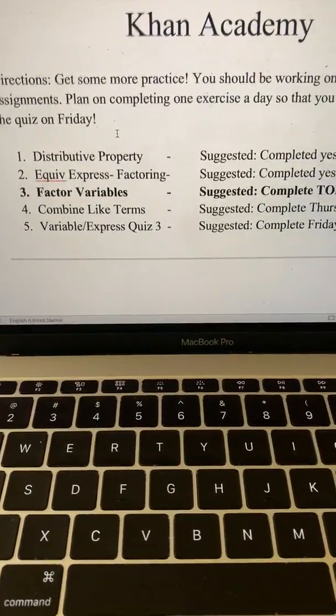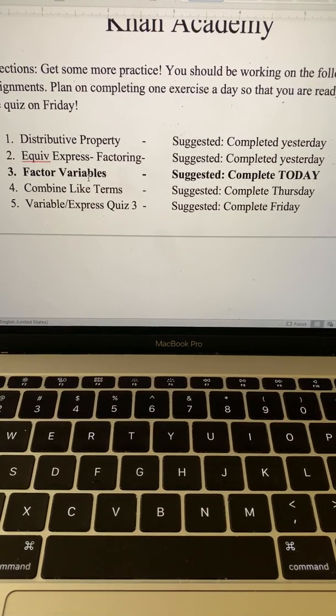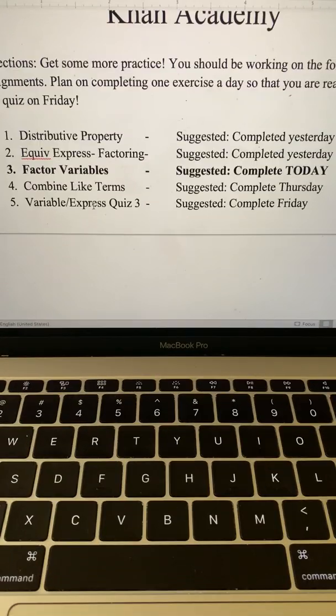You also want to make sure that you're completing Wednesday's assignment, factor variables on Khan Academy, so that you're ready for your quiz on Friday.